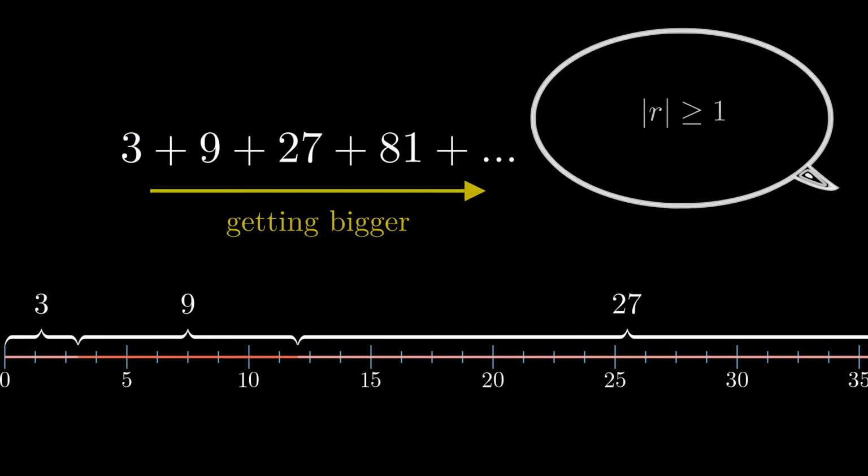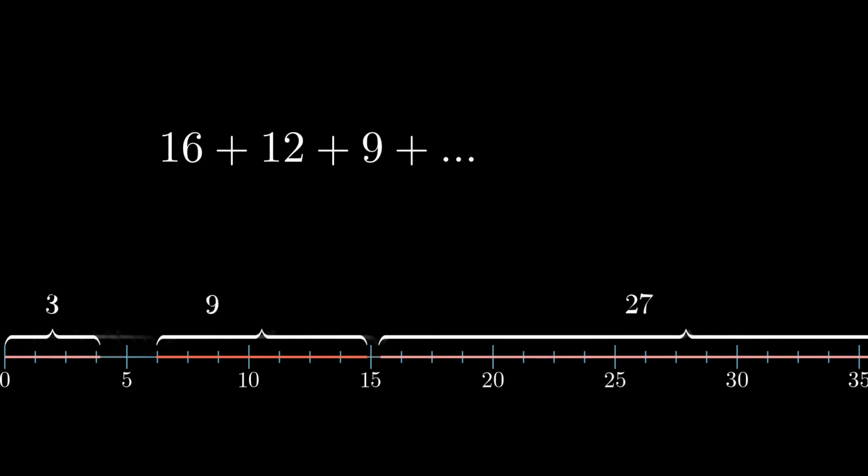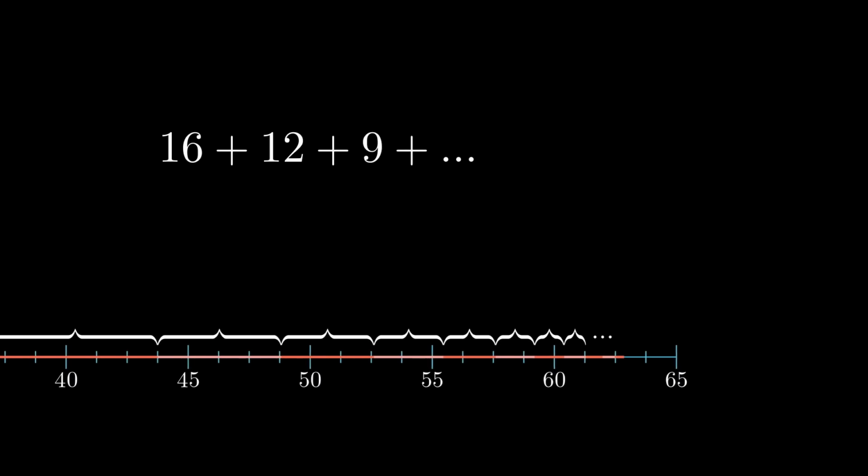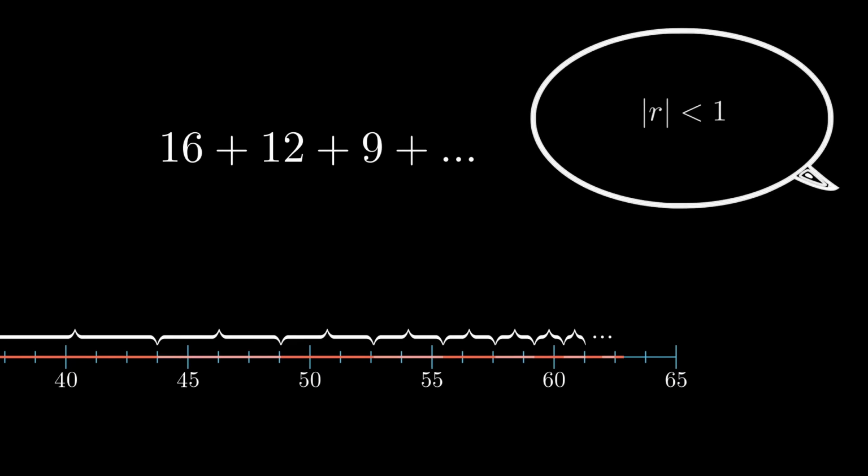However, if you put a series that has an absolute value of r less than 1 into a line, for example like this one, 16 plus 12 plus 9, you will see that it will approach one number. So this is considered a convergent series. Now let's solve it with the formula.